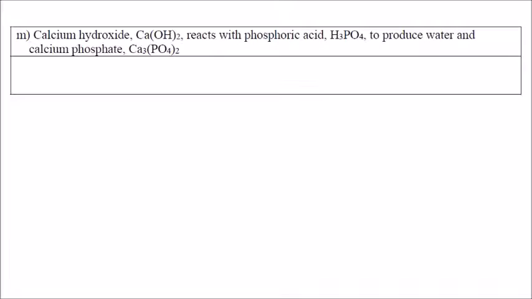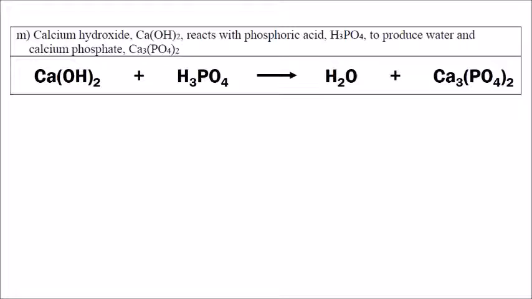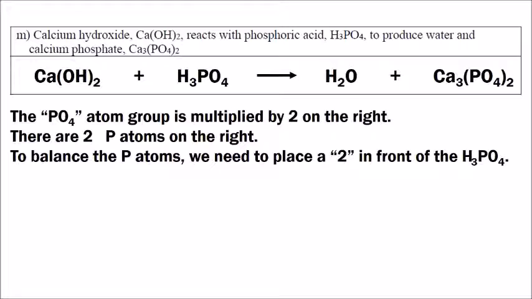Our next reaction involves calcium hydroxide. So we see an OH in parentheses multiplied by 2. That chemical reacts with phosphoric acid, H3PO4, and the products are water, H2O, and calcium phosphate, which has the formula Ca3 and then PO4 in parentheses times 2. Now the PO4 atom group is multiplied by 2 on the right, giving us 2 atoms of phosphorus. I'm not going to talk about the oxygen atoms for right now, because there is oxygen in every single formula, so we'll deal with that later.